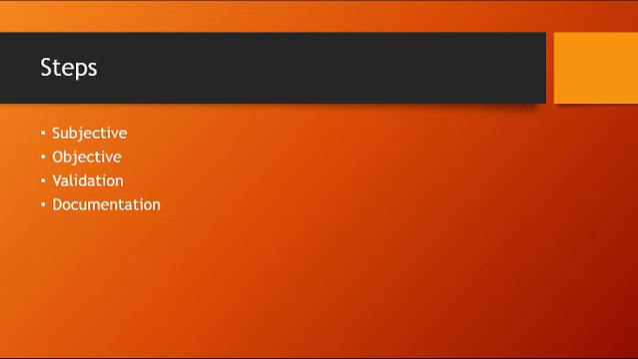Again, these steps are not necessarily sequential; you may jump back and forth between them. Subjective is any data the patient tells you, whereas objective is data you get with one of your senses. And either one of those could require validation. Why would subjective data need validation? Well, maybe the patient is telling you different things at different times, or maybe what they're telling you doesn't correlate with what you're seeing.